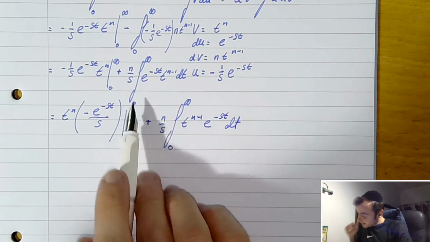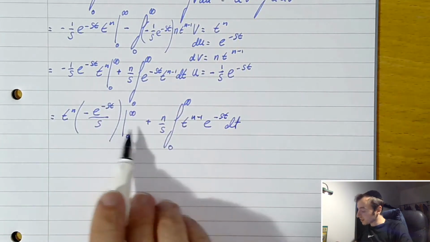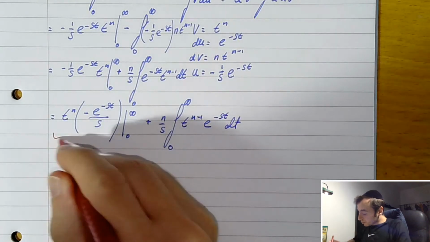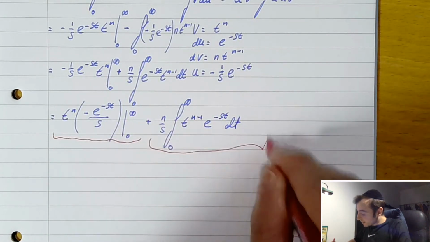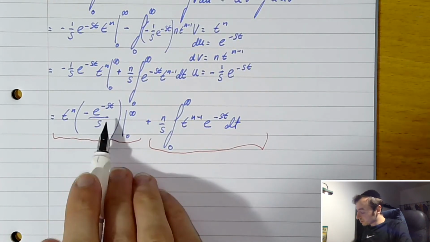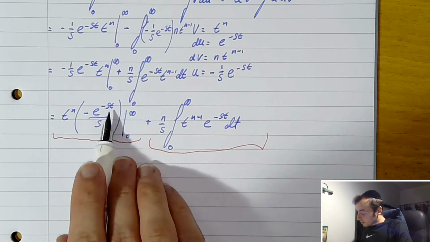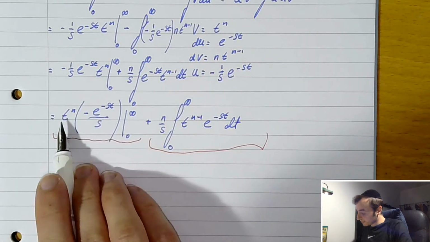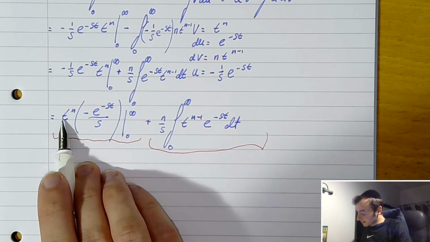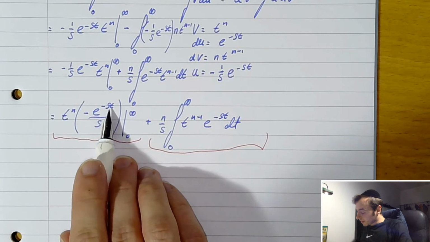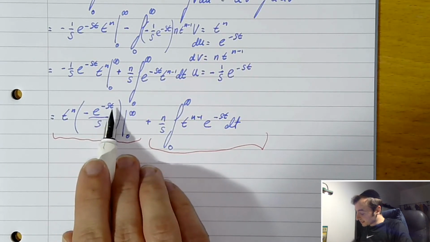It looks very scary at first sight, but it really isn't, because we've got two different parts. We've got this part over here, which we've already integrated. We just need to evaluate that. And then we've got this part over here, which we need to do the integration for. So let's have a look at this first. If we substitute t for infinity, what is this going to be? It looks a little bit scary because we've got infinity to the power of n, and we've got e to the minus st.